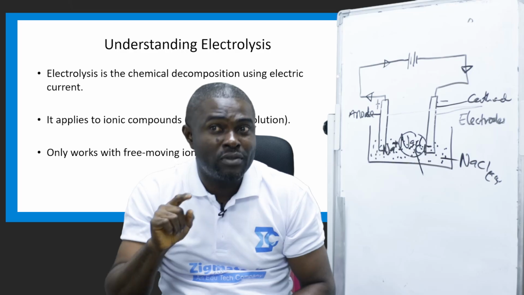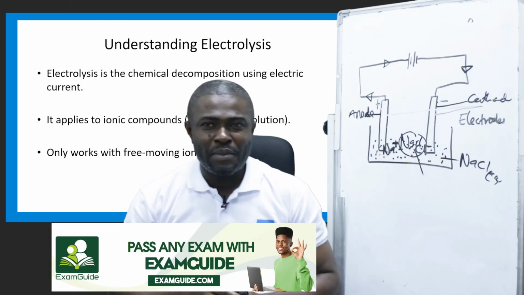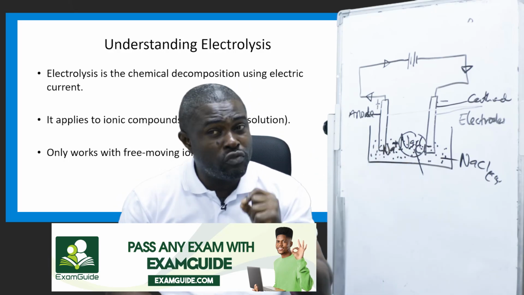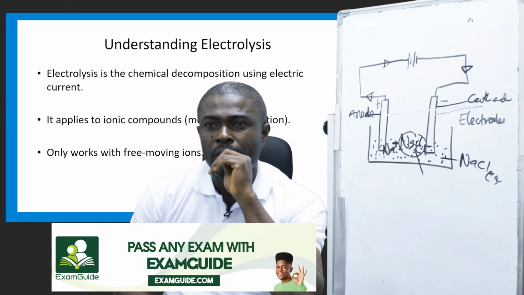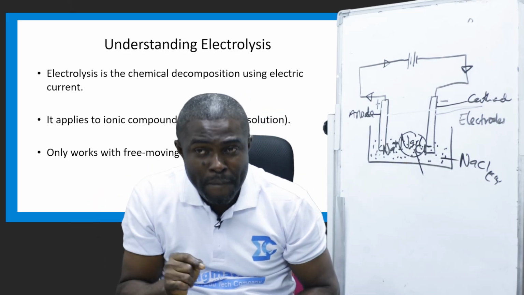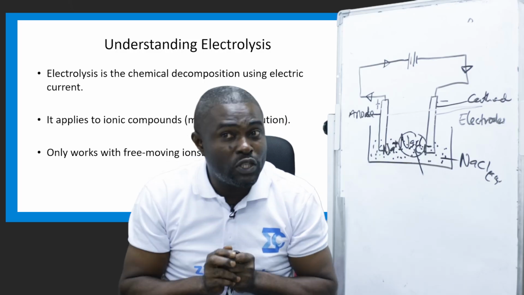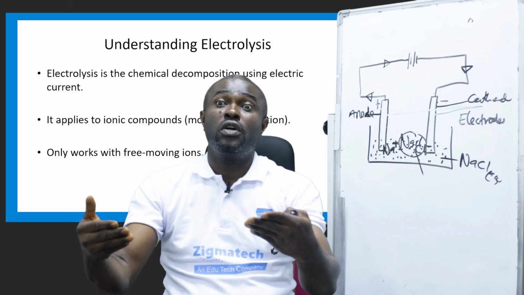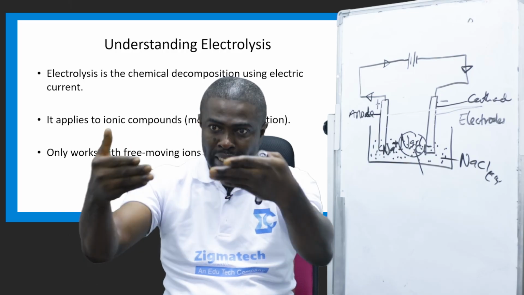Why negative ions move to the what? Positive electrode. I repeat. Positive ion in the electrolytic cell, positive ion, moves to the negative electrode. What is negative electrode? Cathode. Why negative ion inside the electrolytic cell will move to the positive electrode, which is what? Anode. Then something will happen, which is what I will explain now.